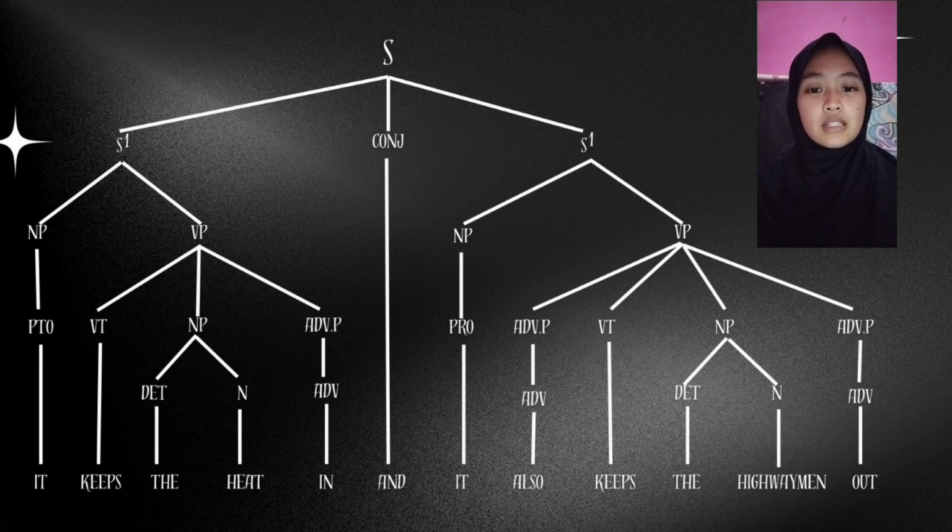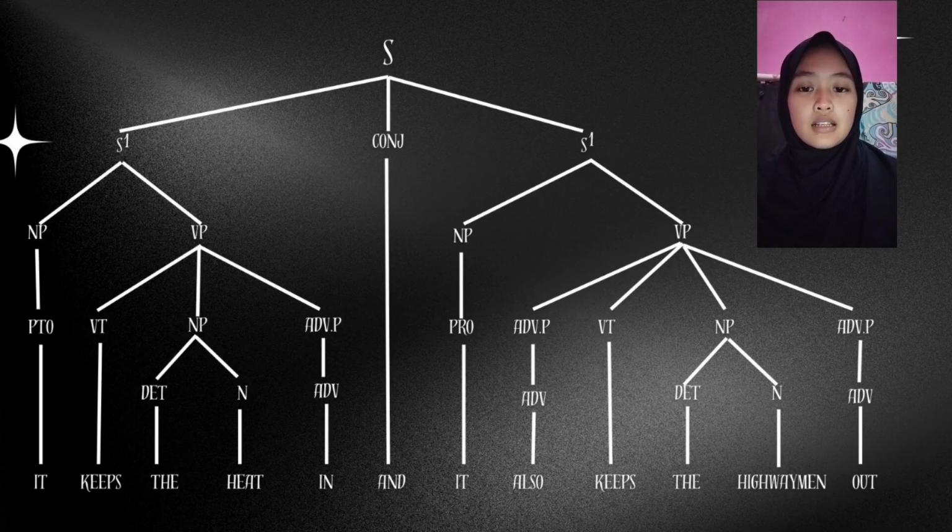The first S bar represents the first clause, it keeps the heat in. In this clause we have NP or noun phrase consisting of the pronoun it, which functions as the subject, and then VP or verb phrase consisting of VT transitive verb keeps, NP or noun phrase the heat, and adverb phrase in. The noun phrase the heat is further divided into determiner the and noun heat.